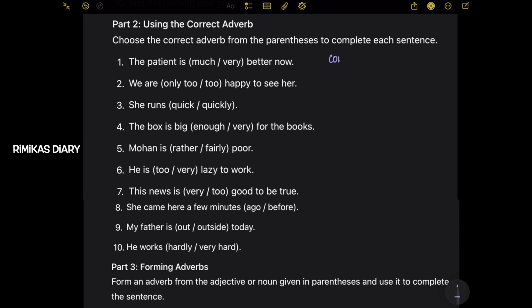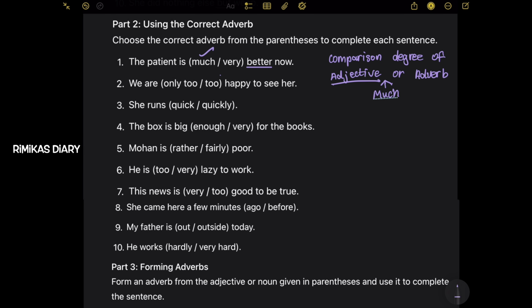So whenever there's comparison degree of adjective or adverb, you should use much. So you should use much whenever there's comparison degree of adjective or adverb. So here better is comparison degree of adjective. So we should pick much.